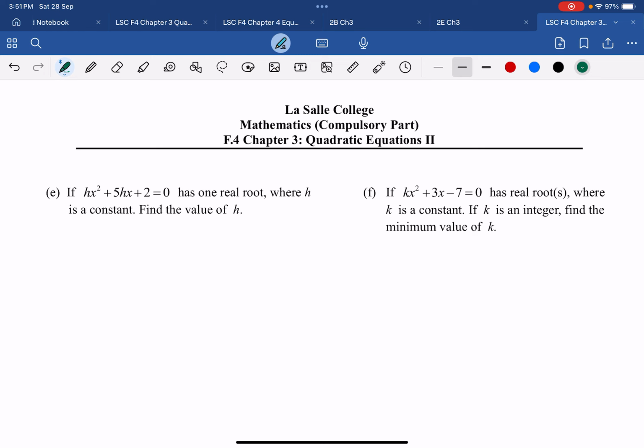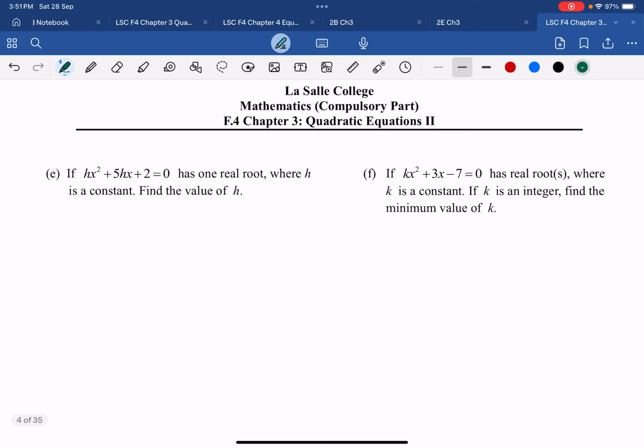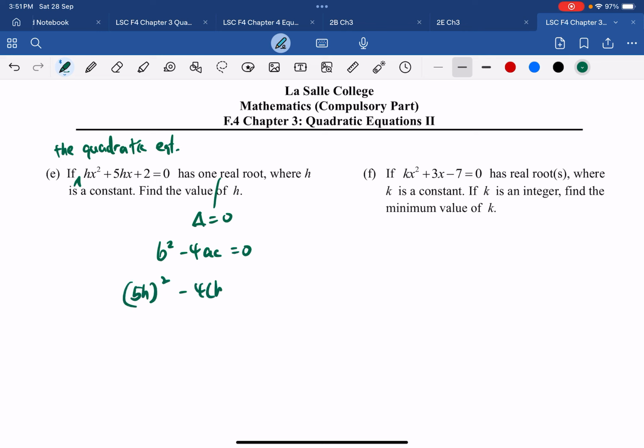Before we do part E, please help me amend the question first. Please add the word "if" before the quadratic equation. If this equation, hx squared plus 5hx plus 2 equals 0, has one real root, then find the value of h. One real root means delta equals 0. So b squared minus 4ac equals 0, so (5h) squared minus 4 times h times 2 equals 0. If you continue with your computation, you will get h equals 0 or h equals 8 over 25.